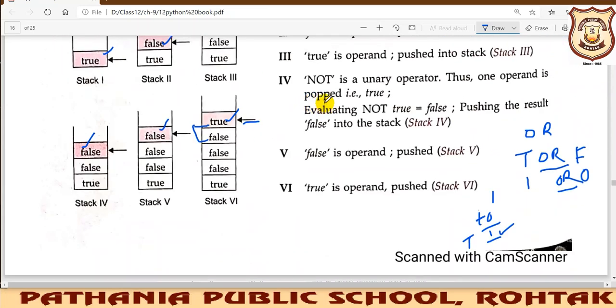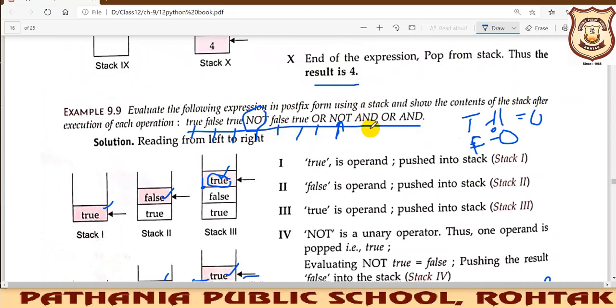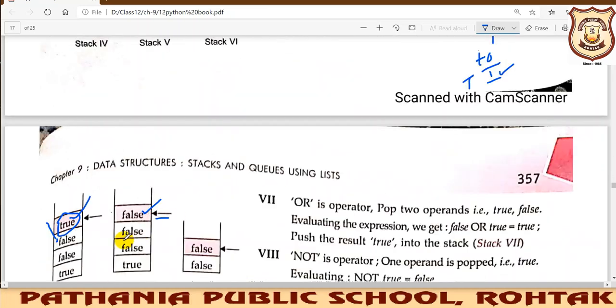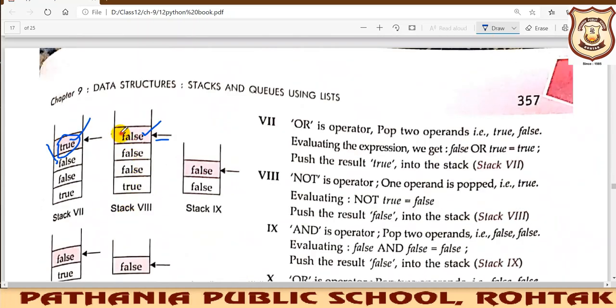Then next is AND operator again. AND is a binary operator, so it will pop out two elements. So pop out the topmost two elements. AND means multiplication sort of, false means 0, 0 into 0 will give you 0 always. So 0 into 0 is 0.